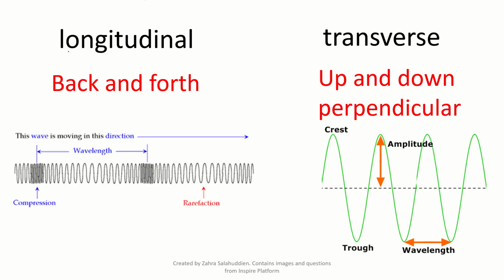You memorize longitudinal, back and forth. You will memorize compression, wavelength, rarefaction. And again, transverse, up and down or perpendicular, crest, trough, wavelength, amplitude. The only way you are going to be able to answer these questions is if you first learn the words. Once you know them, practice the questions.